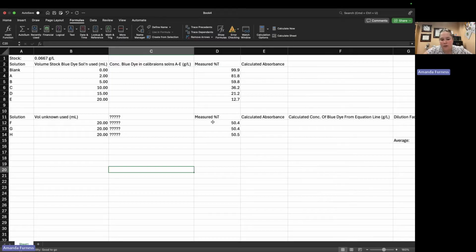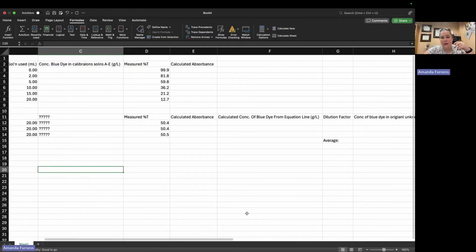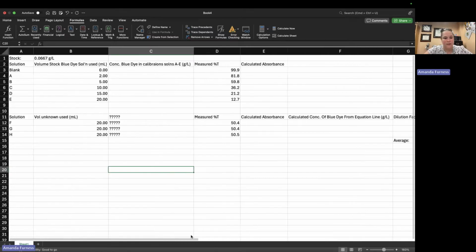We then have the measured percent transmittance, which is the value that the LabQuest was giving you. We will calculate the absorbance. We'll then use our calibration curve, which I'll show you how to get, to find the equation of the line. We'll be able to calculate the dilution factor, and this will give us the actual concentration in our unknown. So let's go ahead and get started.